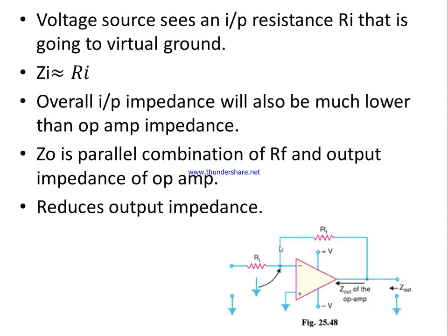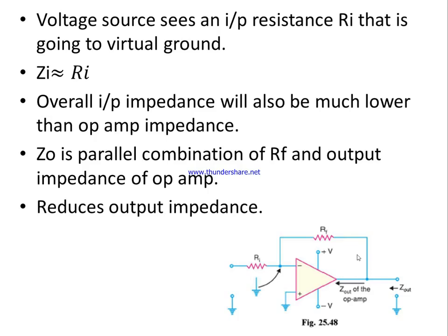Clear? So actually RF and Z out are parallel to each other. Both the terminals of Z out and RF are connected to the output terminal and the other ends of Z out and RF are grounded. So Z out and RF are parallel to each other. So what will be the total output impedance? The total output impedance will be less than the value of Z out.